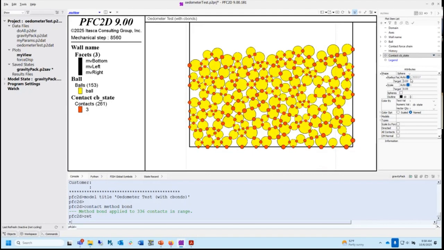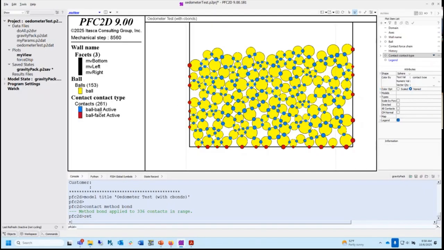What did it bond? It bonded the particle-particle contacts, but look at this. It also bonded the contacts to the wall because I didn't give it a range. I just told it every single contact. And as you remember, some contacts are ball-ball, the blue ones, and some are ball-facet, by contact type. Maybe we want to do this, but we don't. In this case, I only want to bond the material inside.